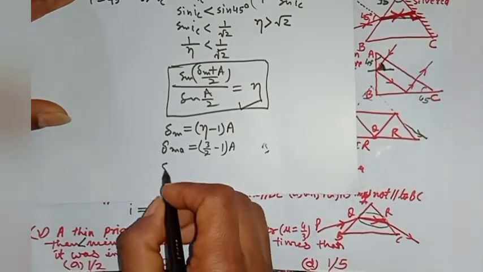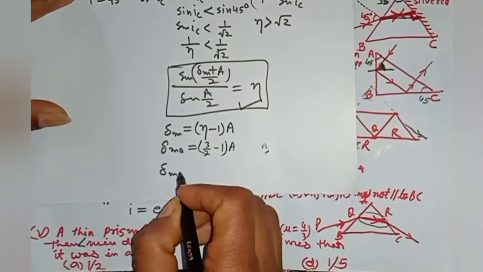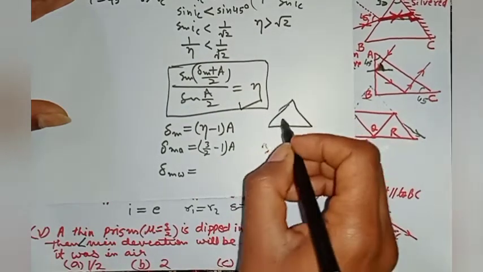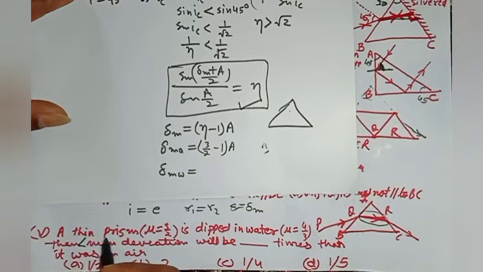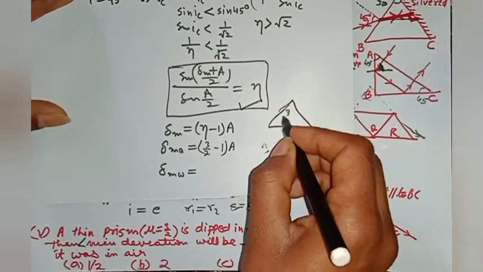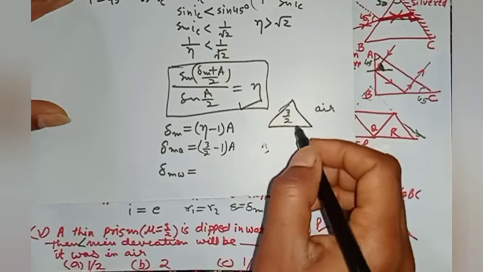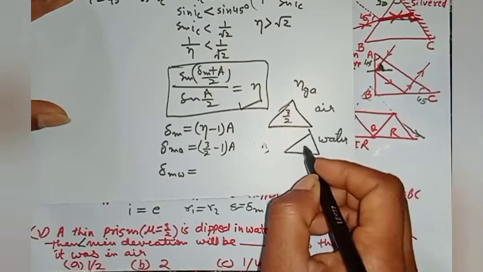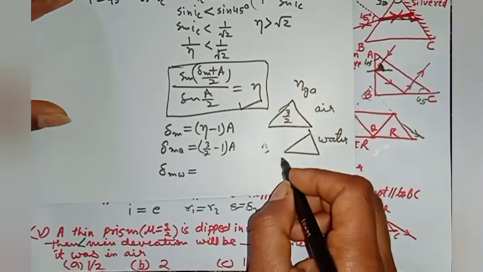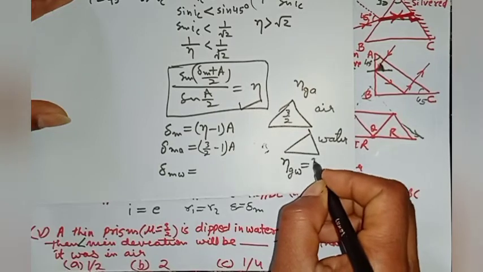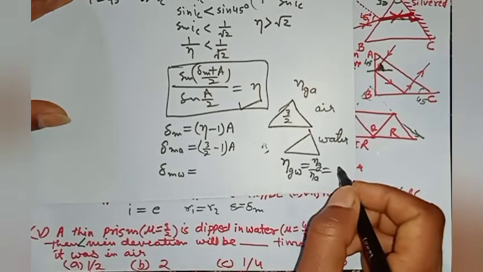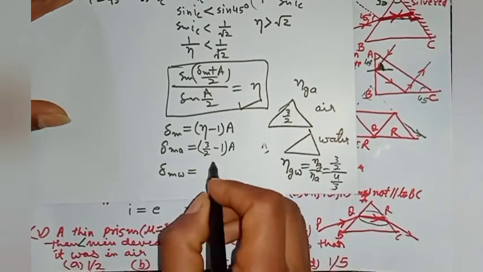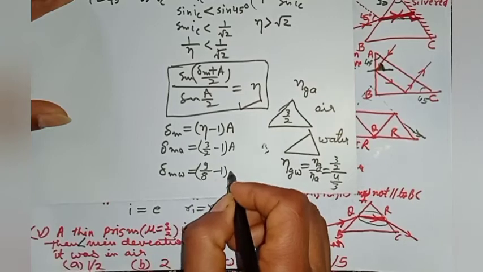And in the second case, minimum deviation in water. And remember, this time you need not put this. Earlier this was the refractive index of glass, and earlier there was air. So actually this refractive index is the refractive index of glass with respect to air. Now there is water, so you need to find the refractive index of glass with respect to water, which is eta g by eta a, which is 3 by 2 by 4 by 3, and which is 9 by 8. And now you can solve it.